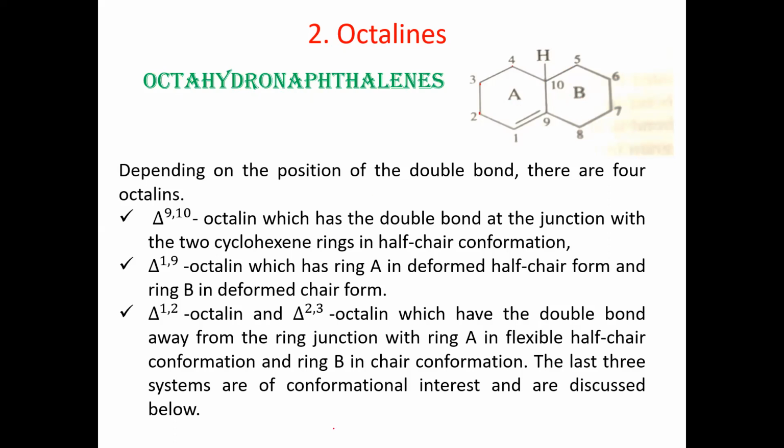In octalins, depending on the position of the double bond, there are 4 octalins. Based on the position of the double bond we can have 4 octalins. Delta 9,10 also has a double bond here. Delta represents the delta-9,10 octalin, which has a double bond at the junction of 2 cyclohexane rings in a half chair conformation.